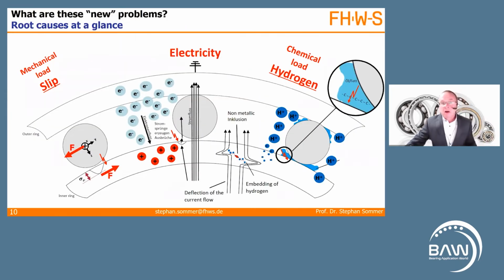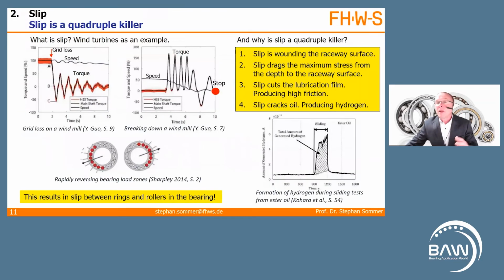And here are the problems at a glance. It is the mechanical component, it is slip. We talked about electricity. And there is a chemical load, it's hydrogen. Now let me go to slip first. Slip is a quadruple killer. Now, why is that the case?